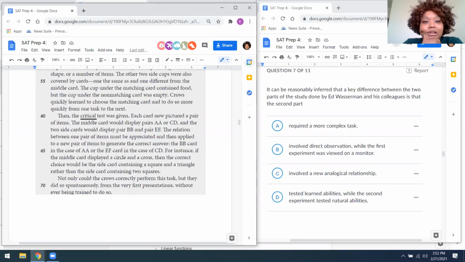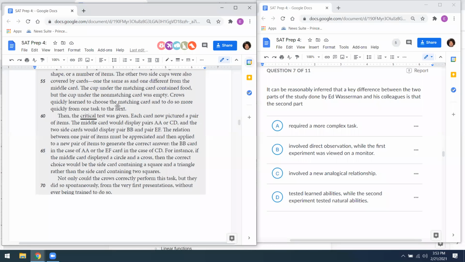So if we have the wording, then the critical test was given, we know that something came before the critical test was given, right? Yes. Because if I say, I went to the grocery store, next sentence, then, comma, I went home, we know that before I went home, I went to the grocery store, right? So critical here is an adjective. That means it's describing a noun or pronoun. What is it describing?